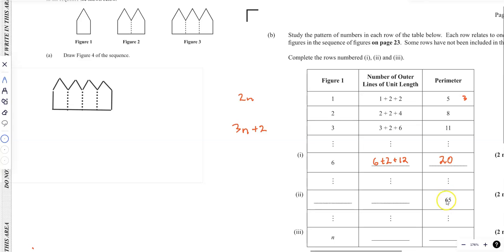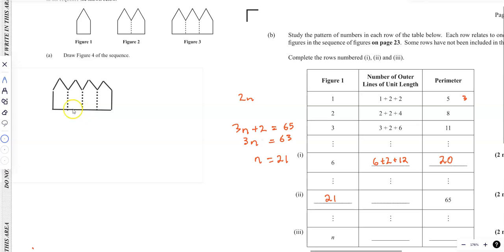If they gave the perimeter as this, it means that it would equal 65. So all you need to do is to solve for n here to figure out what should be here. So by taking 2 from both sides, you get 63. So 3n would equal 63. Therefore, to find n you divide by 3, so you get 21. So here we would have 21 for this part.